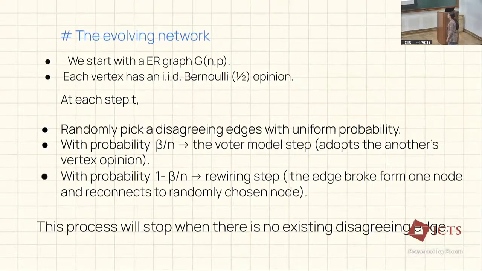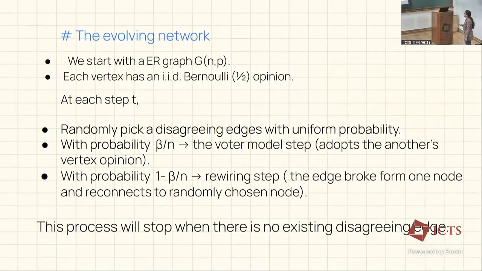So this is the initial network we are taking, and at each time step t, we randomly pick disagreeing edges. Disagreeing edges means an edge between two vertices having completely different opinions from each other. After randomly picking the disagreeing edges, with probability beta by n, we perform the voter model step. The voter model step means we choose randomly one of the vertices, and that vertex will adopt the opinion of the other vertex.